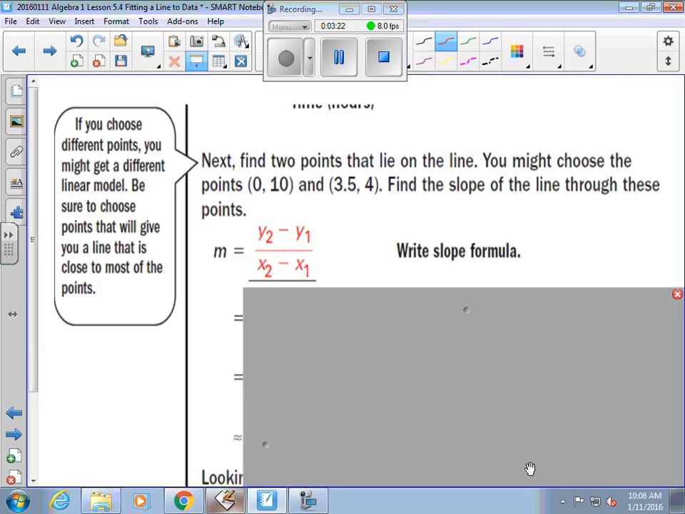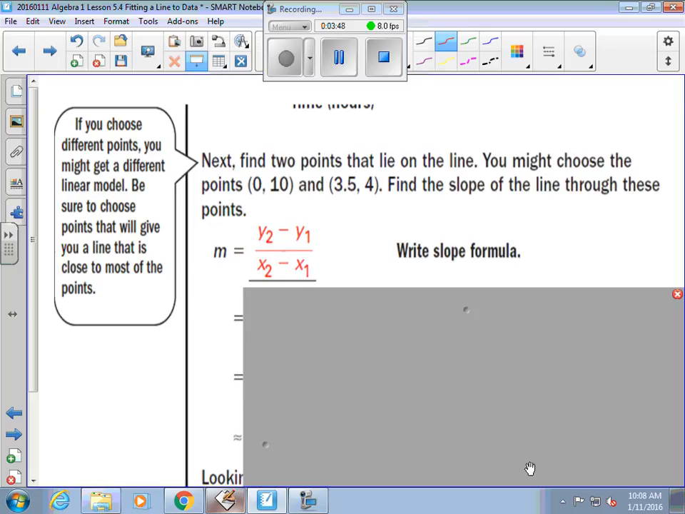It says find 2 points that lie on the line. You might choose the points (0, 10) and (3, 5.4). Again, you could pick any two that fall on the line. Use the slope formula. Notice off to the left it says if you choose different points, you might get a different linear model. Be sure to choose points that will give you a line that is close to most of the points.